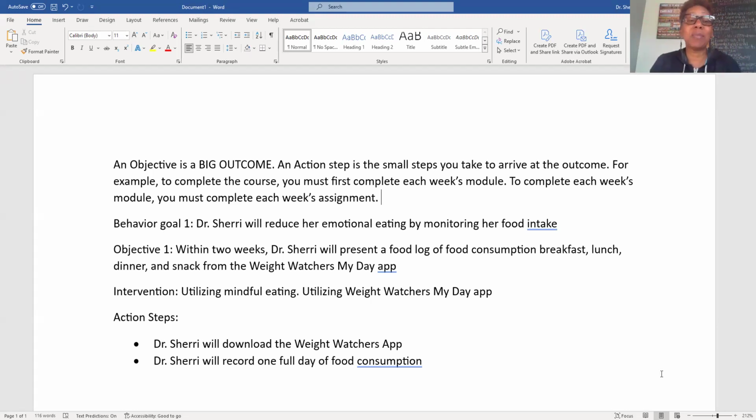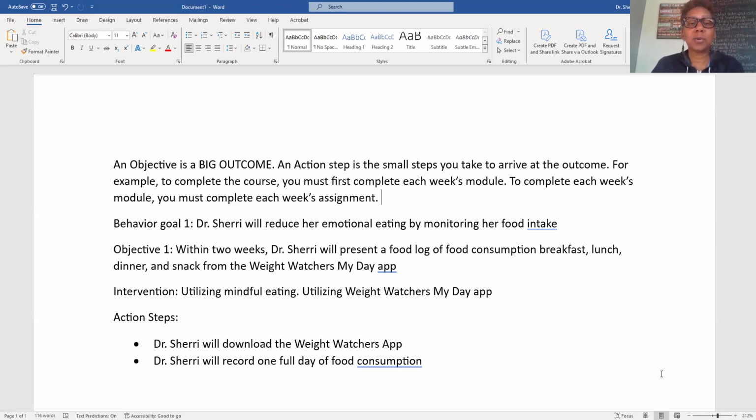So I'm going to share with you my behavioral goal for recovery from emotional eating. It says Dr. Sherry will reduce her emotional eating by monitoring her food intake. Now, notice this behavioral goal is a harm reduction goal. It did not say Dr. Sherry will not emotional eat. It said that I will reduce my emotional eating by monitoring my food intake.